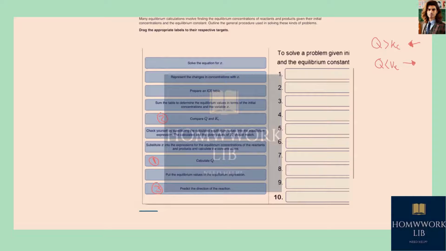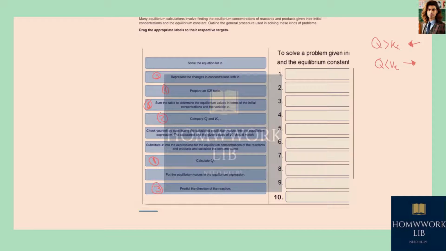So now, with this information, we can prepare a nice table. This is going to be the fourth step. Now, we're going to represent the changes in concentrations with X to find what is going to happen. Next, we're going to sum the table to determine the equilibrium values in terms of the initial concentrations. This is going to be step 6.